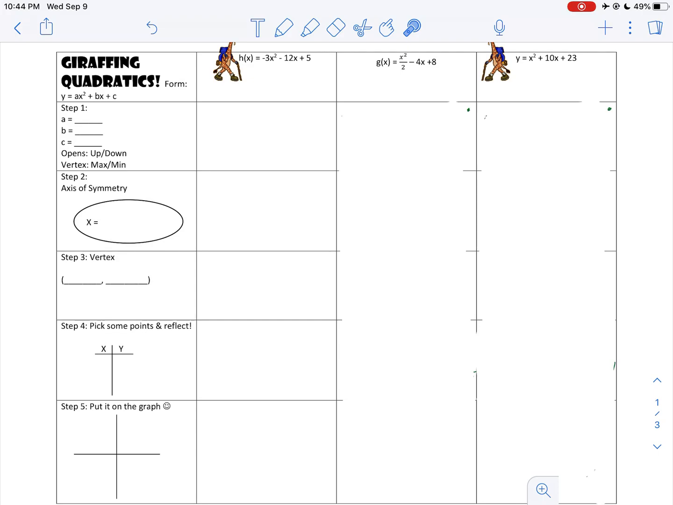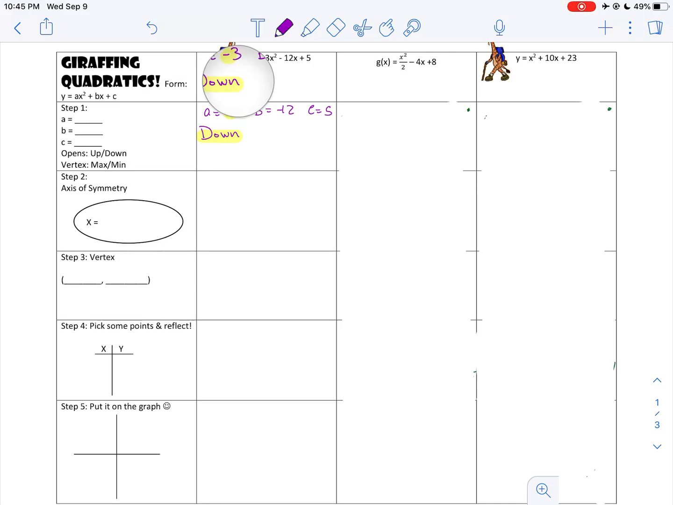Standard form, we're going to go through a similar process. We're going to identify A, B, C this time instead of A, H, K. A is still going to be similar in that when it's negative, it opens down. Okay. And so let's take a look at this first one here. Here we've got A is negative 3, B is negative 12, C is 5. Does this one open up or down? Hopefully you said down, because A is negative, so it's going to open down.